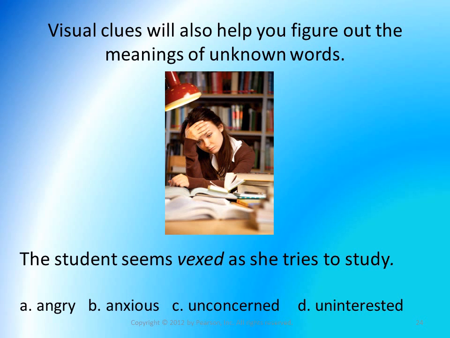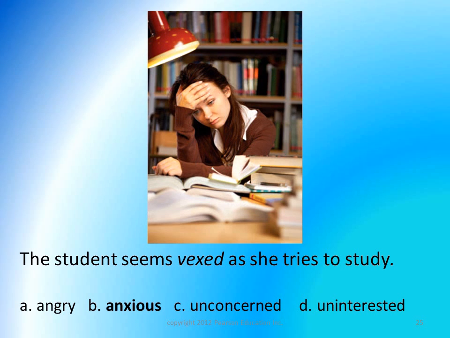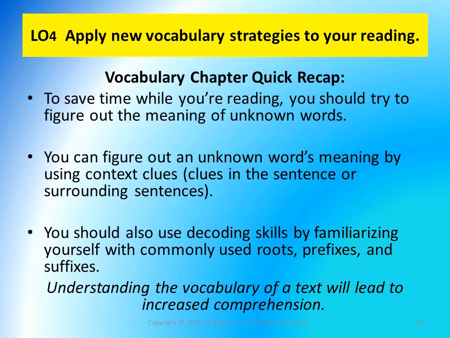Okay? And also don't forget, there are visual clues. So there's context clues, there's word parts, and sometimes an author will give you a visual, like in this one. The student seems vexed as she tries to study. So by looking at the picture, we can determine that she seems very anxious to study. Okay? Now the idea is to apply all of your new vocabulary strategies. That's what this is about.